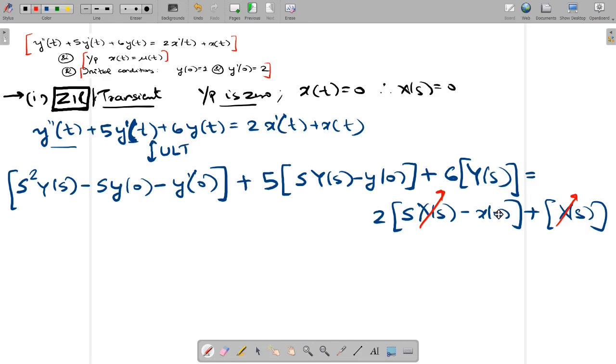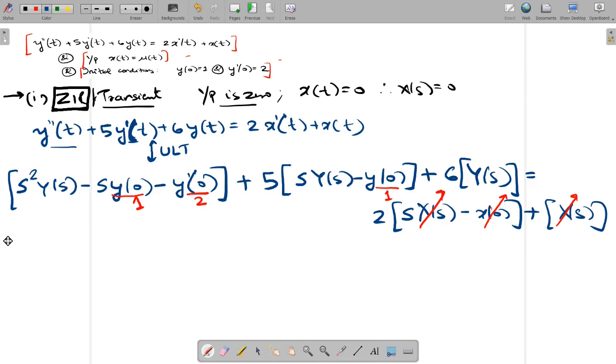What is x of 0? It has to be some value, but I don't find any value over here, so I will not use any term. So what remains, guys? Only these things remain. What is y of 0 value? You can see from the sum it is 1. The y dash 0 value is given as 2. Let us simplify then.